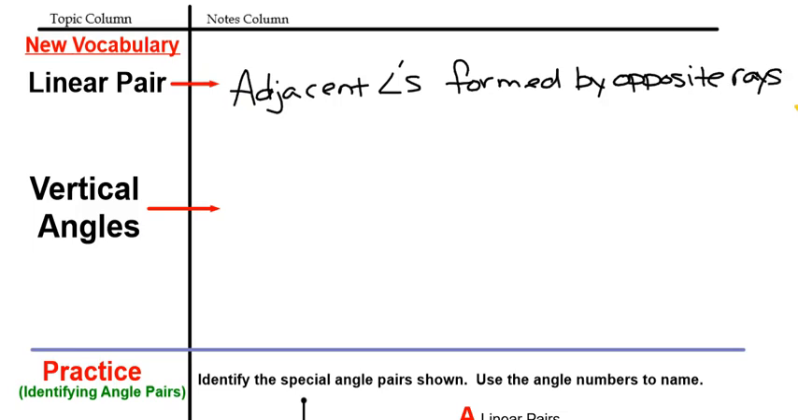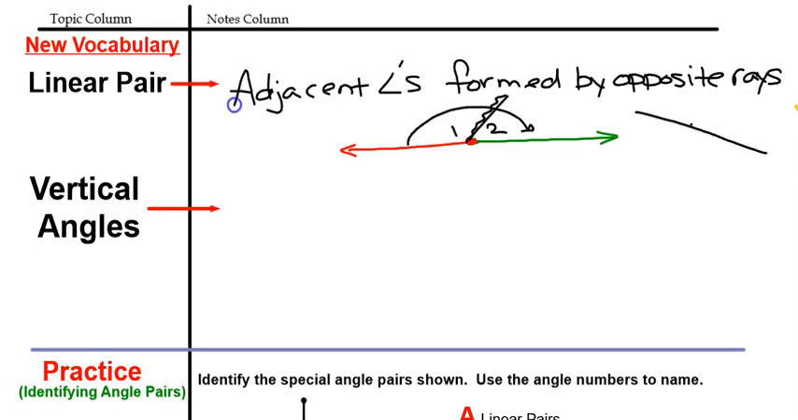Now think about what is a ray. Remember, a ray is that thing that starts and goes in one direction only. If you have opposite rays, you have to have another ray that starts at the same place and it goes in the exact opposite direction. That is what we call a straight line. As soon as we divide that, now we have a linear pair. We have a pair of adjacent angles that make a straight line.